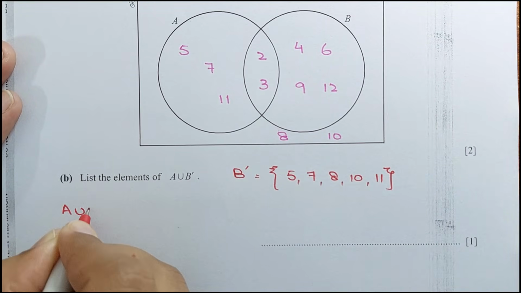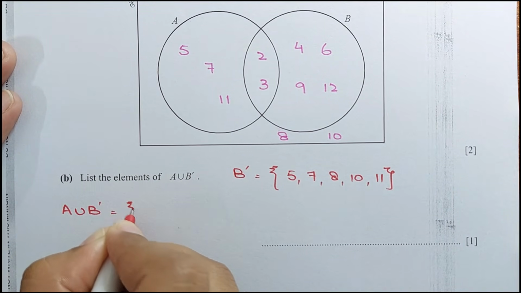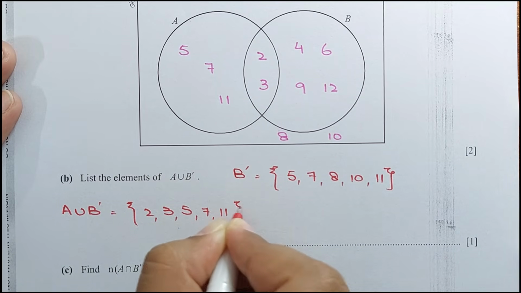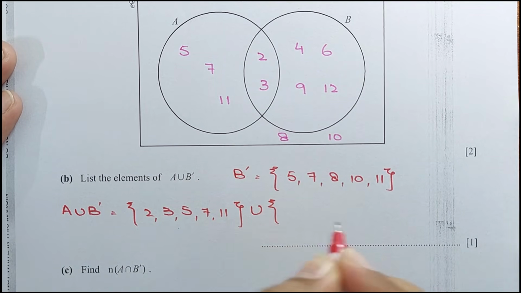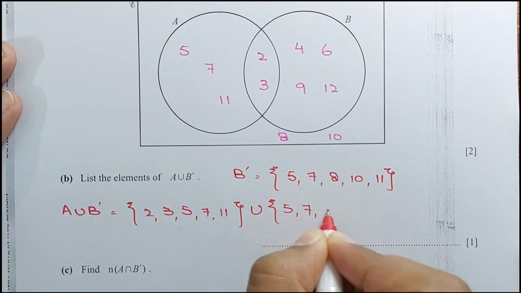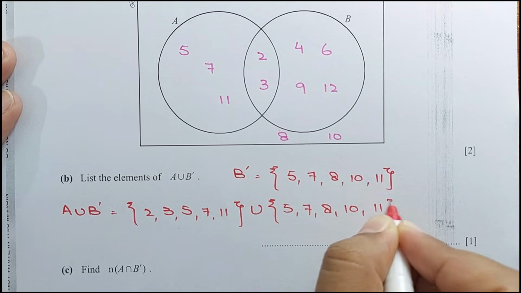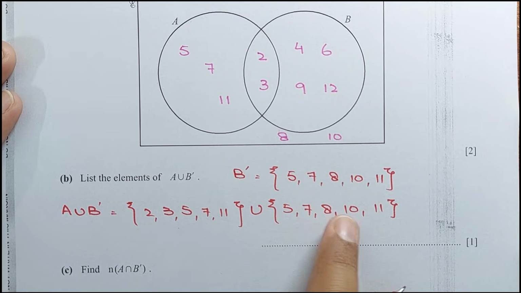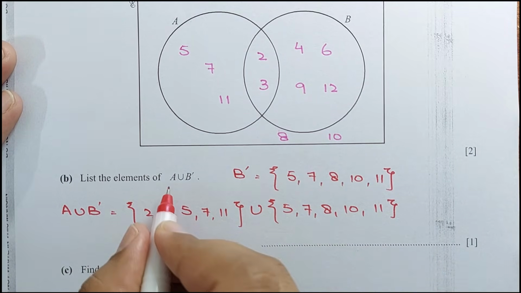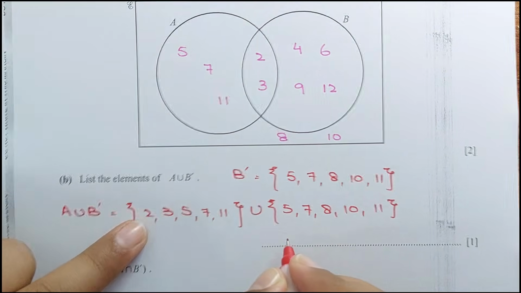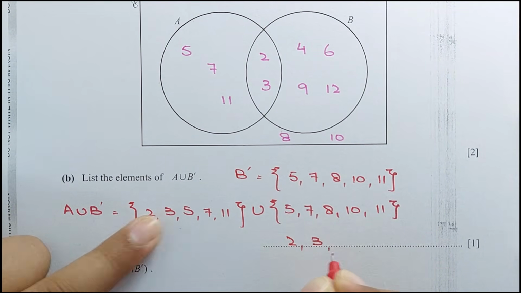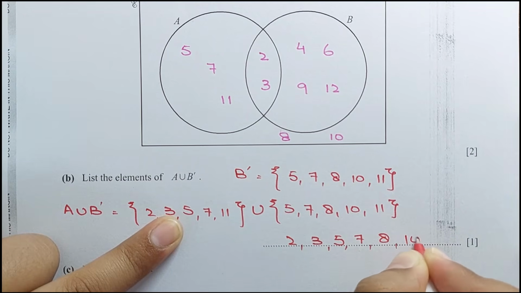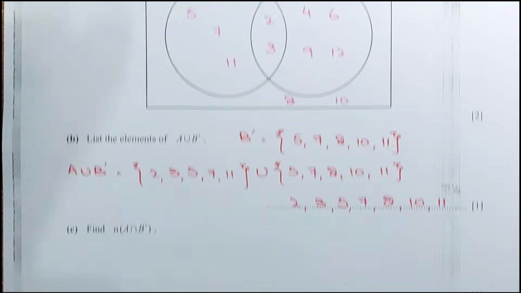Now A union with B complement. So what is A? A is 2, 3, 5, 7, 11. And its union with B complement, 5, 7, 8, 10, and 11, is 2, 3, 5, 7, 8, 10, 11. So these are the elements. List the elements. Elements are 2, 3, 5 in both, 7 in both, 8, 10, and 11 in both. So these are the elements.